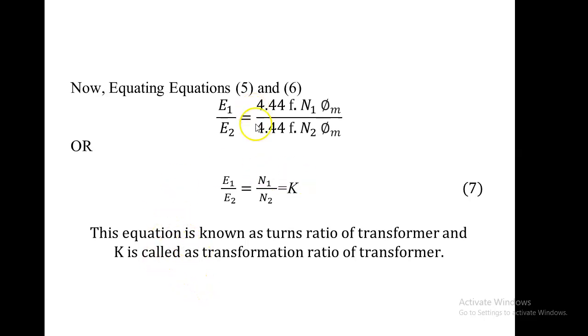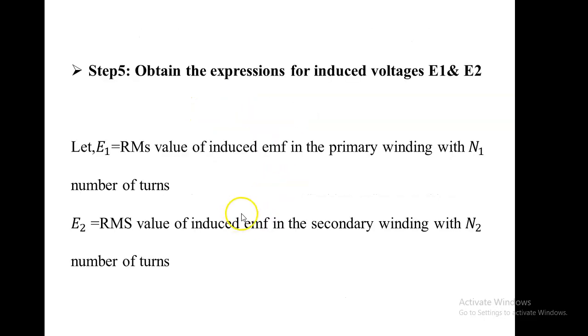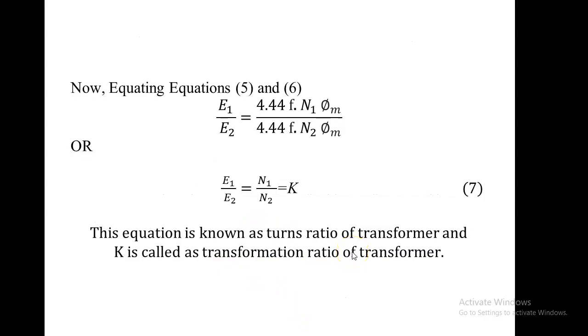So equations 5 and 6 are nothing but the EMF equation of a transformer, that is, the RMS value of induced EMF in the primary winding with N1 number of turns, and equation number 6 gives the RMS value of induced EMF across the secondary winding. So in this way you have to derive the EMF equation of a transformer. Thank you.